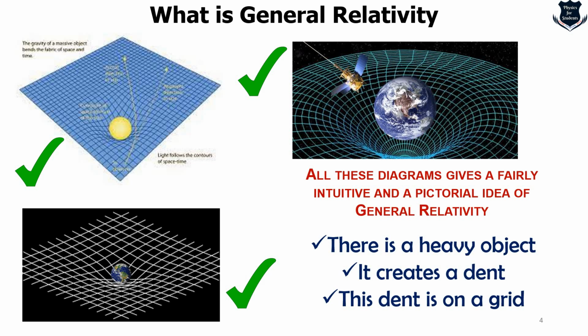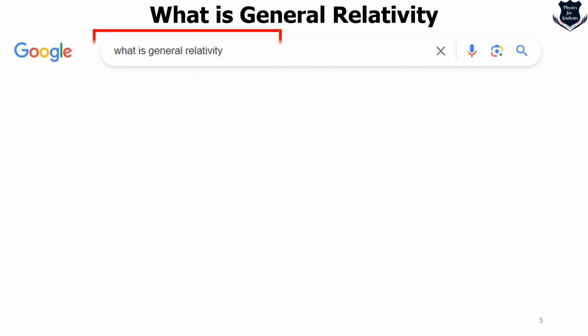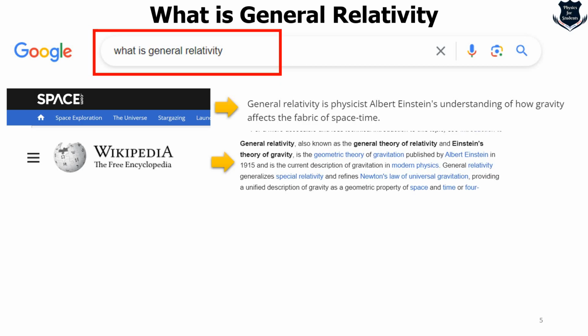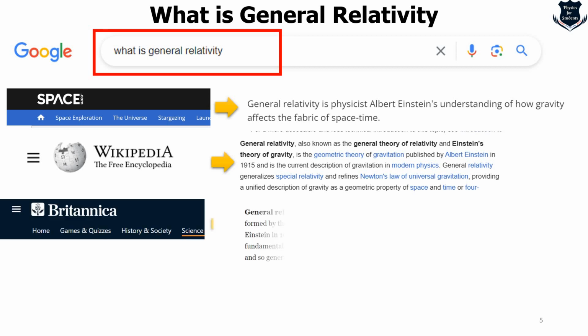That means it shows that there is a heavy object somewhere lying on a kind of a trampoline, and it creates a dent, and this dent is on a grid. Now, the question is that when you search with the word general relativity on the internet or on Google, what you get is a kind of a definition like this, which comes across first, that it is Albert Einstein's theory of gravity. In Wikipedia, it also shows more or less the same, but it gives a much more detailed idea that it is based on 1915, the current description of modern physics, generalization of Newton's gravity, and so on.